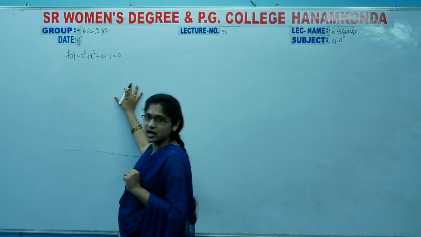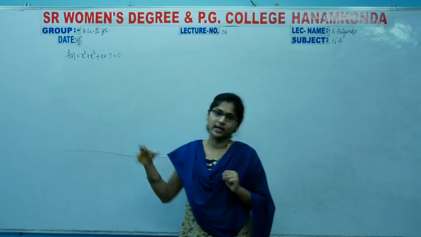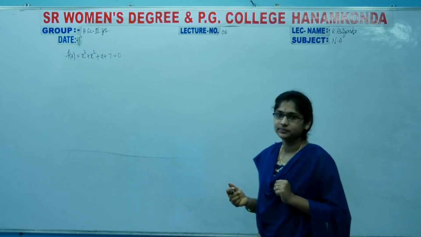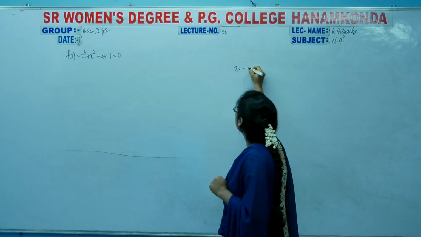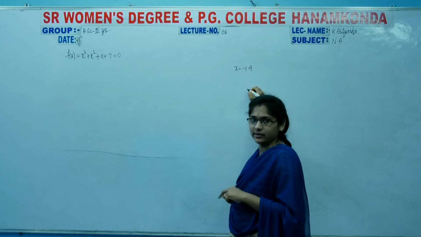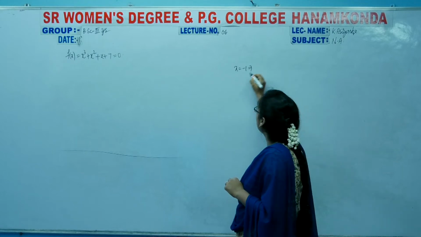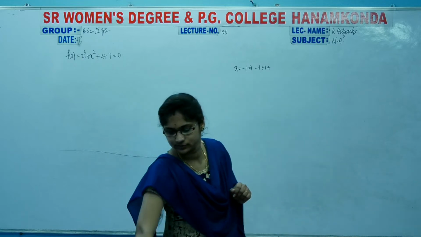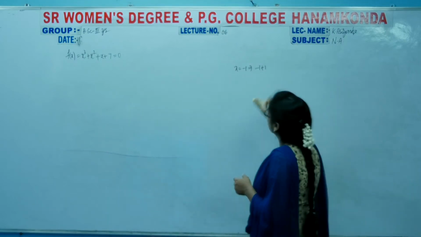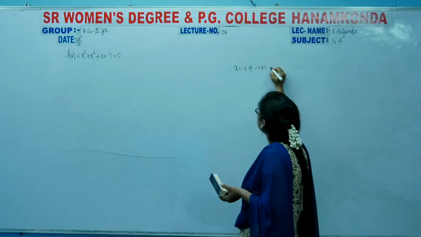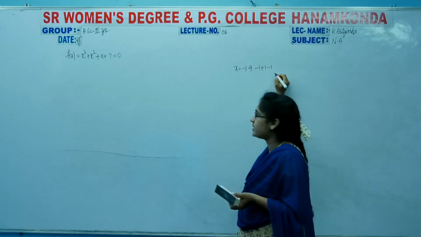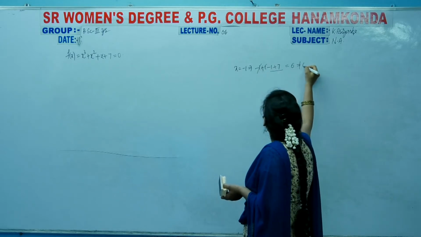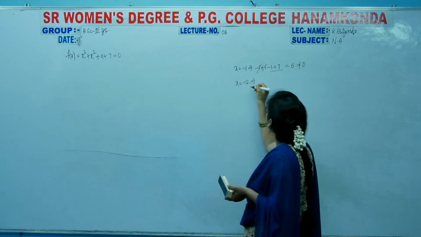Now this is the function and here they didn't mention anything like intervals. So generally how we will calculate is, we'll put some x equal to minus 1, minus 2 like that, na? Then what we get: minus 1 plus 1 minus 1 plus 7. Plus 1 minus 1 get cancelled. So it is not a root.